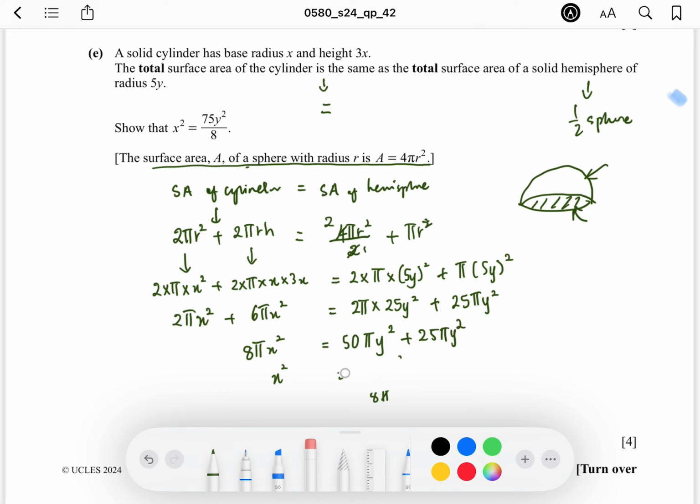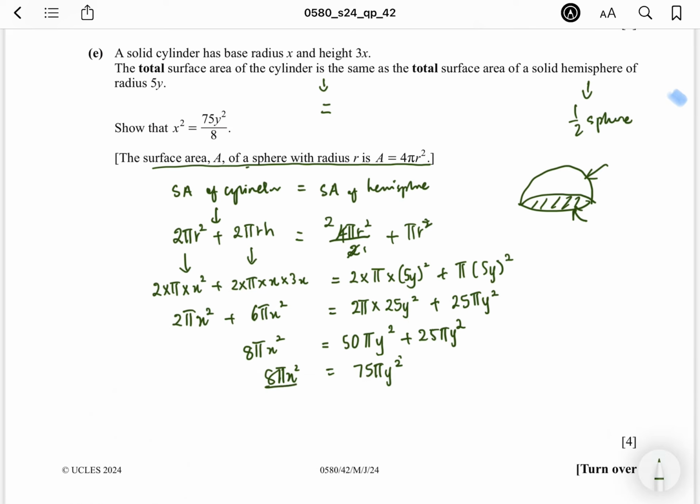So before I do this one, okay, so that would be 8 pi x square equals to 75 pi y square. Alright, that means divide both sides by 8 pi. So x square equals to, the pi cancels out, 75 y square over 8. Shame. Feel satisfied that it's gone.